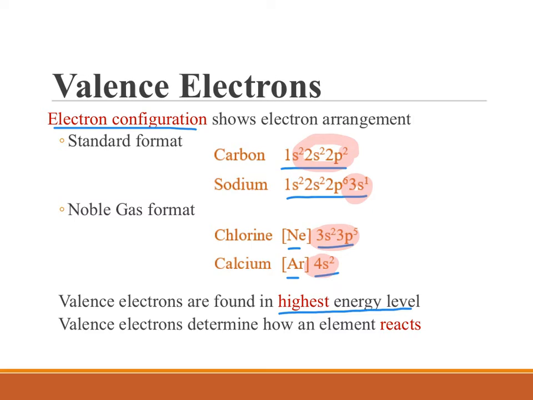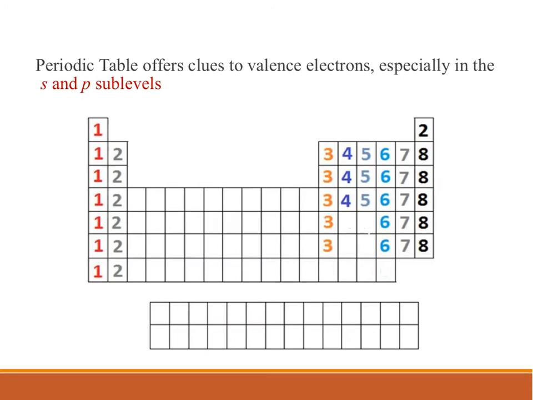Valence electrons are important because they determine how an element reacts. And of course, chemistry is all about chemical reactions, and we're all curious as to how you can put 2 chemicals together and get a reaction. But when you get down to the nitty-gritty details, it's really all about electrons, and especially these valence electrons.